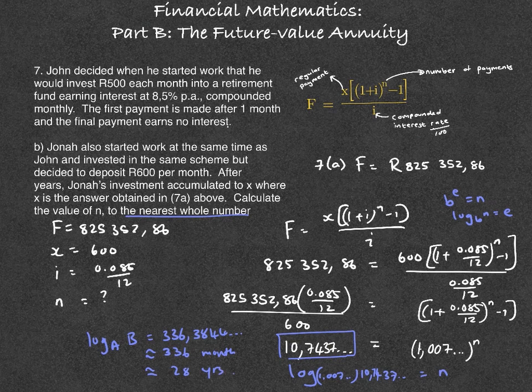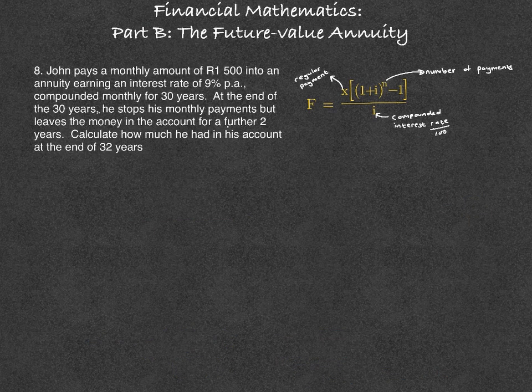Okay, so question 8. I want you to try on your own as well. So first try it here by yourself. This is one of those questions where there's an annuity payment, and then it stops where it generates interest. So try that question on your own by yourself.